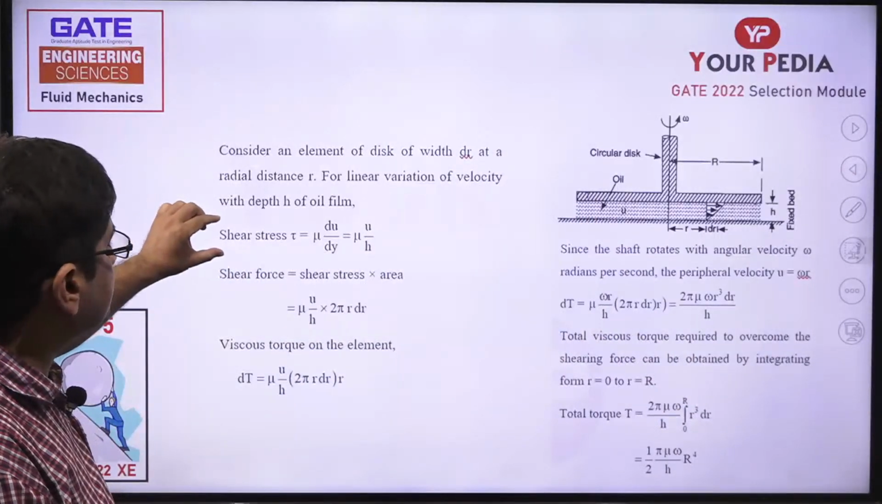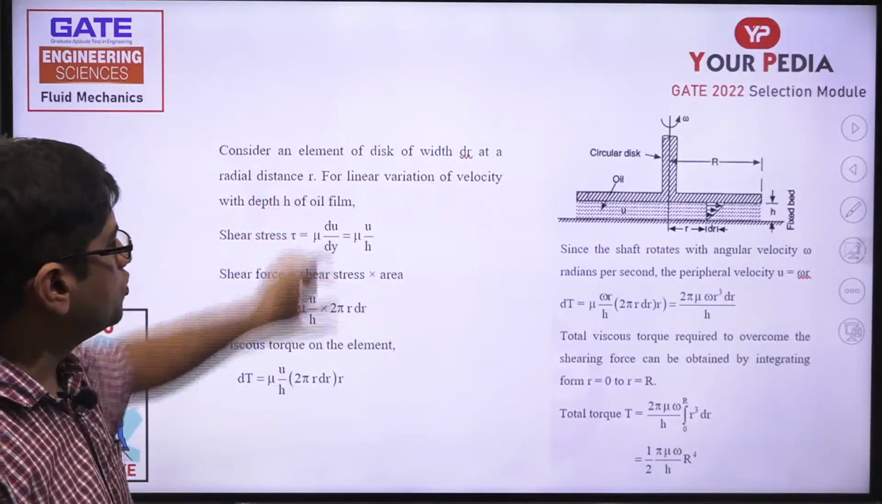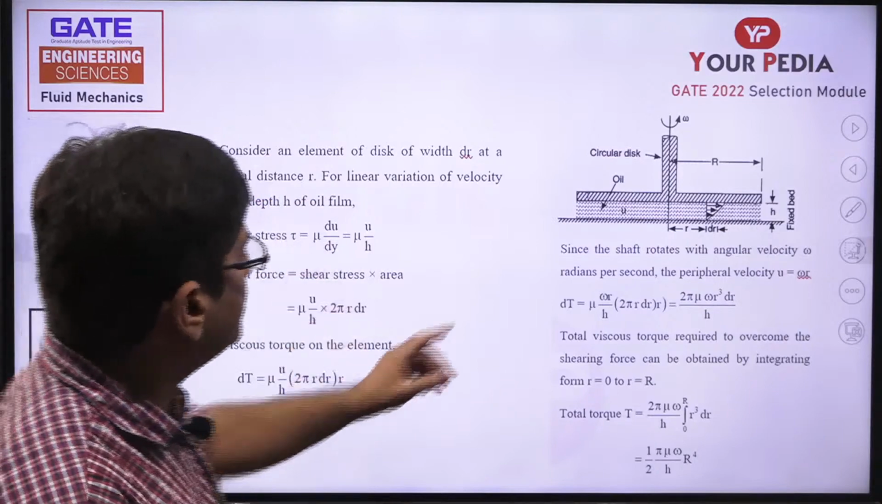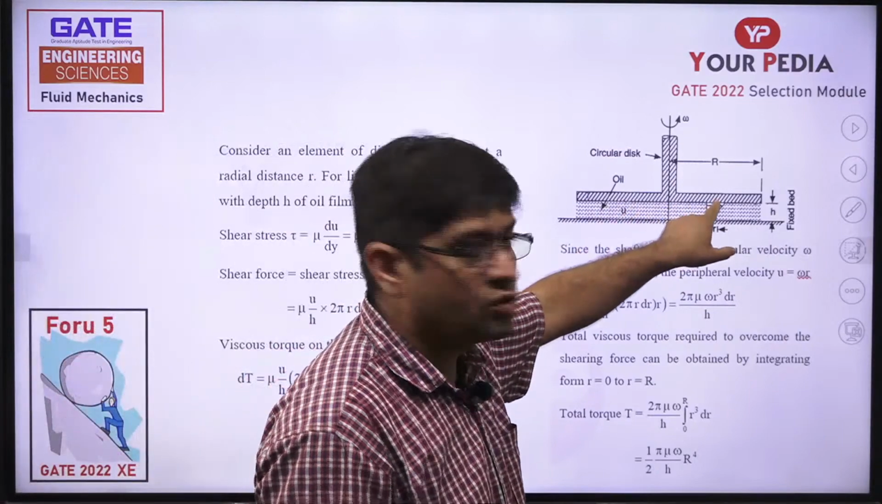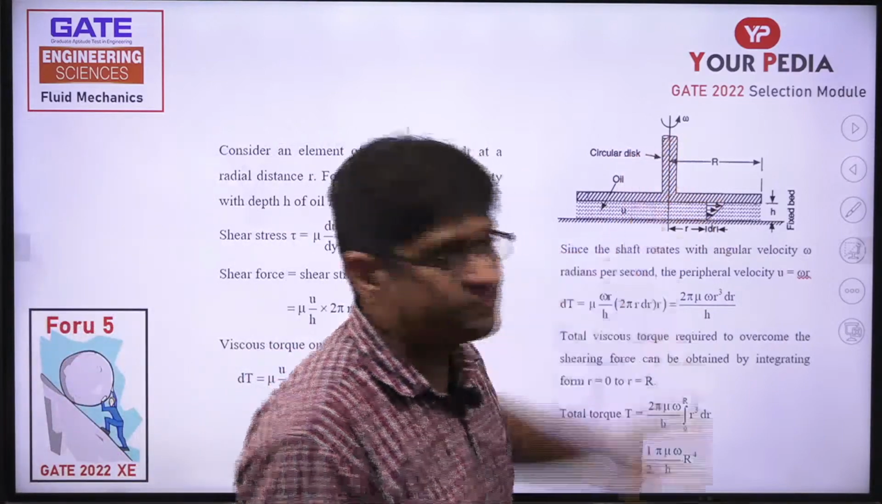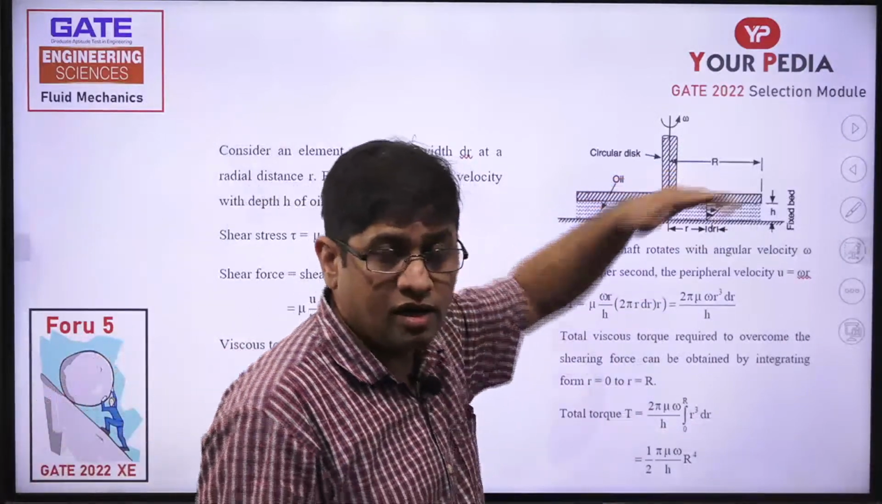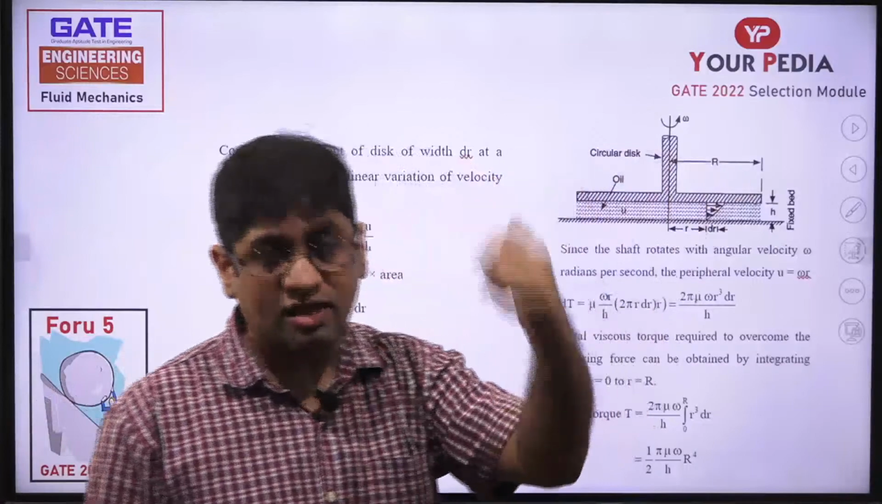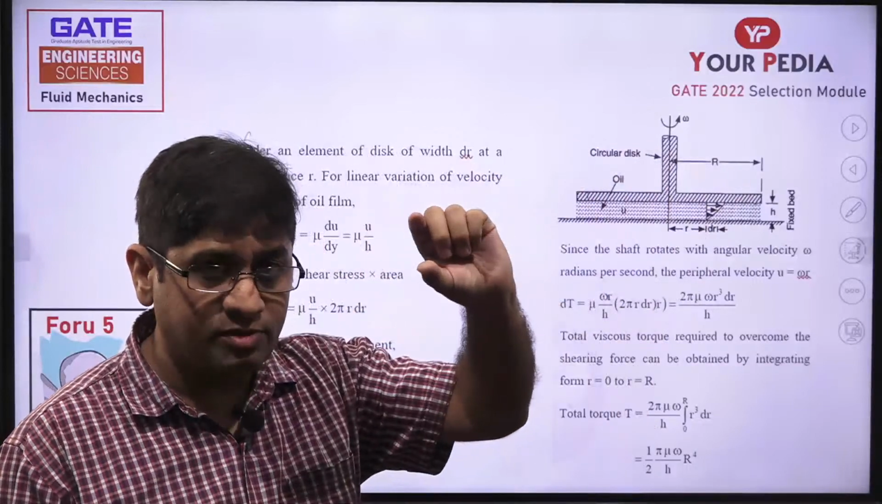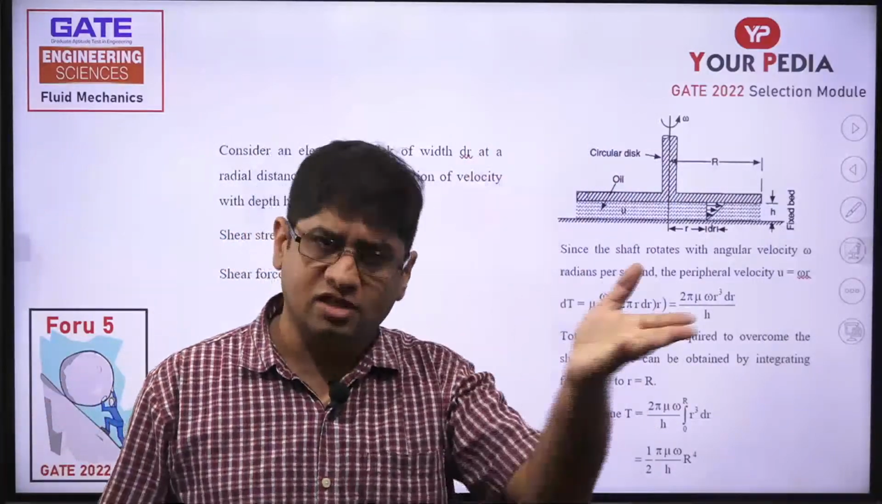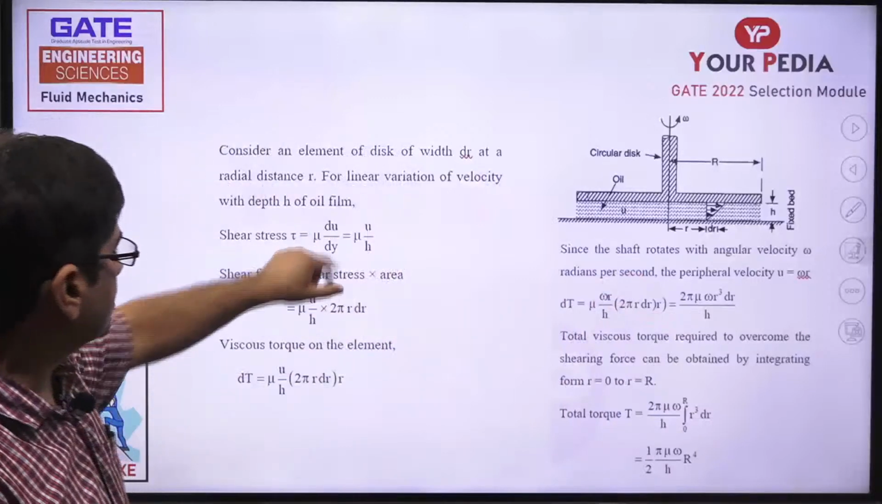What is the shear stress now? This is mu into du by dy. What is du by dy? Velocity of the liquid over h. So what is the velocity of the flat plate? 0. What is the velocity of the disk? U. And what is the difference between the two? h. So u by h, with the linear velocity profile assumption.